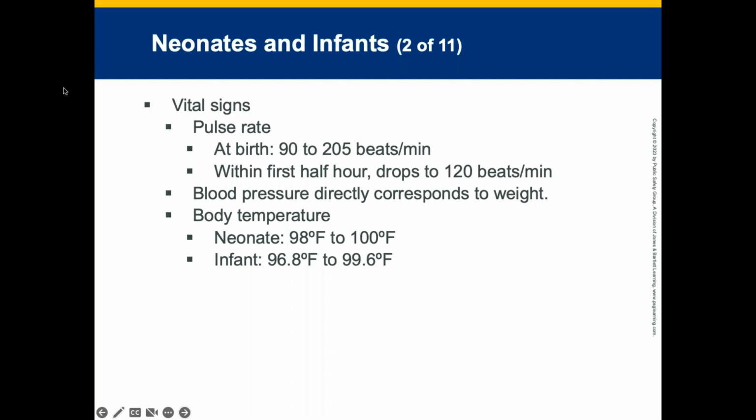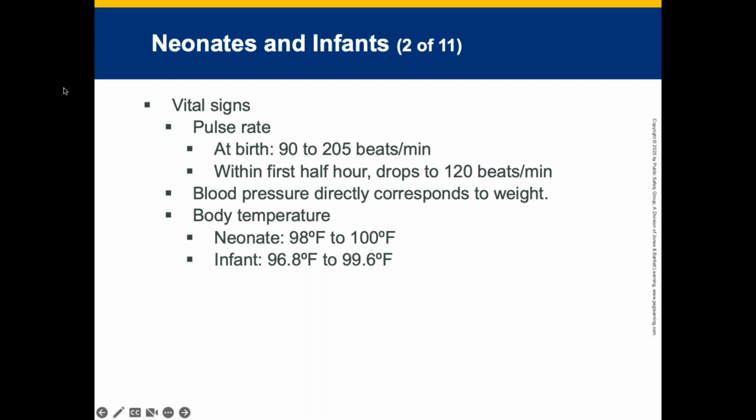So within the first half hour after birth, a neonate's pulse often drops to 120 beats per minute, and the respiratory rate falls between 30 and 40, right? So at birth, we're looking at 90 to 205 with a respiratory rate of 30 to 60. Half an hour, it drops from, let's say, the 200s down to 120. That's normal ranges for us, 120 beats a minute with respiratory rate between 30 and 40.